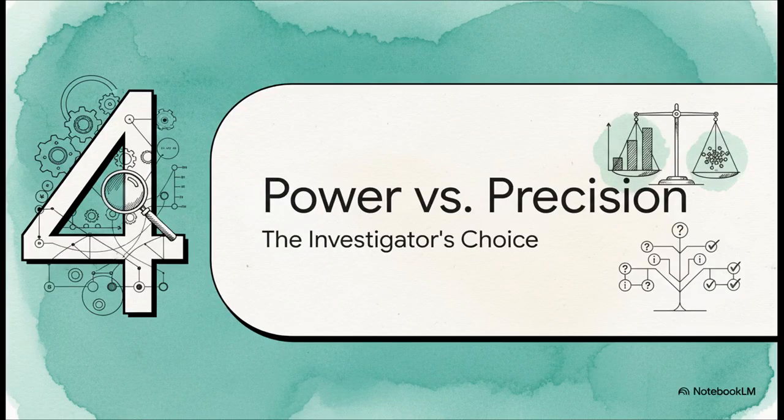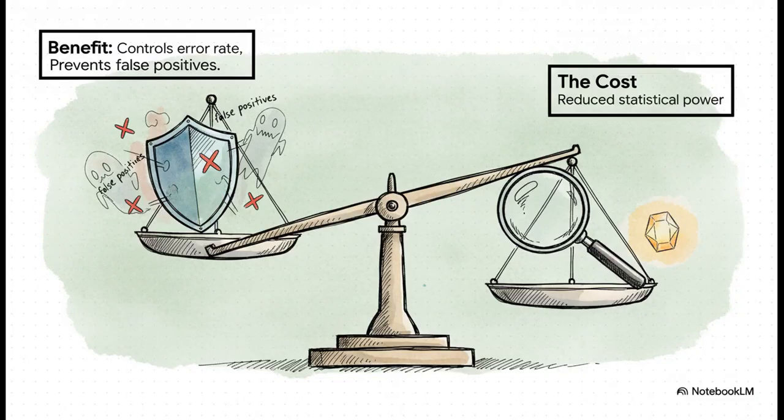Okay, so these specialized tools are amazing, but they're not magic. Using them comes with a built-in trade-off, and it's kind of like a classic investigator's dilemma. The benefit is super clear, right? By being stricter, post-hoc tests protect us from those embarrassing false positives. We get precision. But the cost is a little less statistical power. And power is just the ability of your test to find a real difference if there actually is one. So by being extra careful not to wrongly convict an innocent group, we slightly raise our chances of letting a guilty one get away. It's a balancing act.